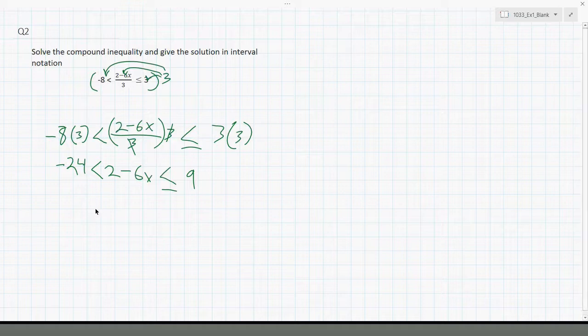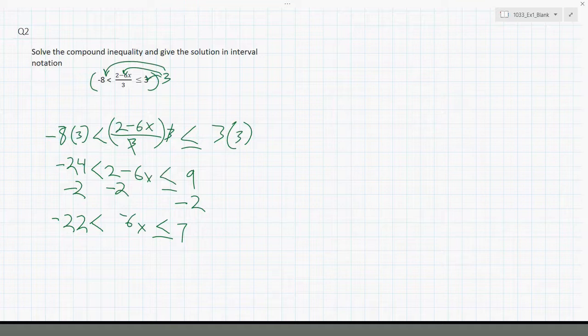Okay, so in this part, since we have a positive 2 here and then we have the 6x, we're still working with the reverse PEMDAS. So we're going to subtract 2 from all sides. If we subtract 2 from all sides, we'll get negative 22 is less than negative 6x is less than or equal to 7.